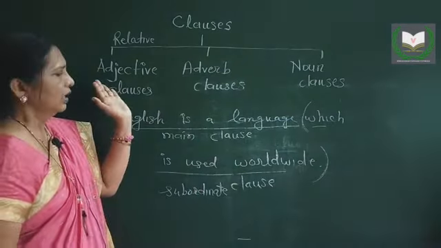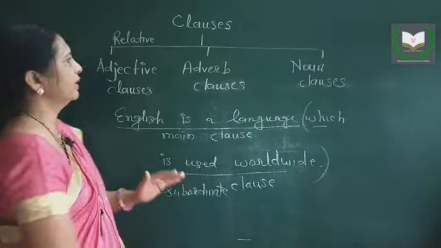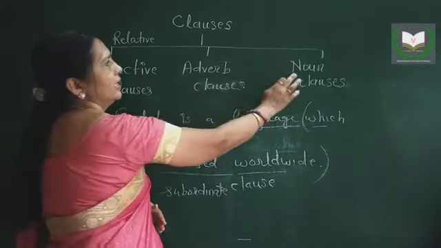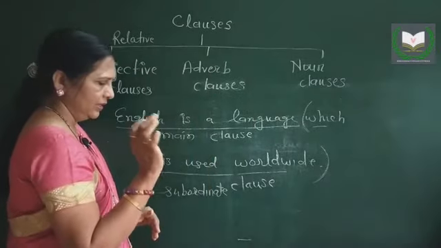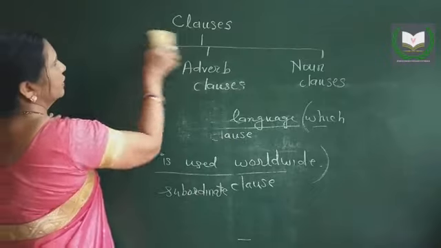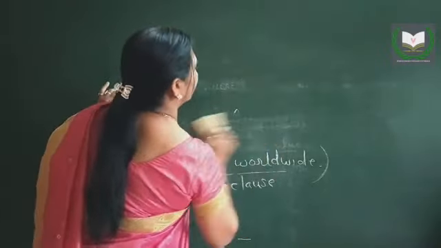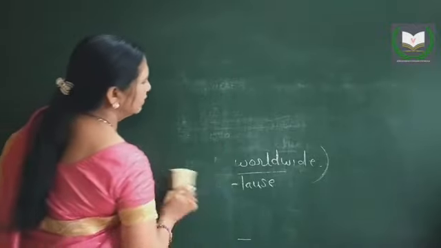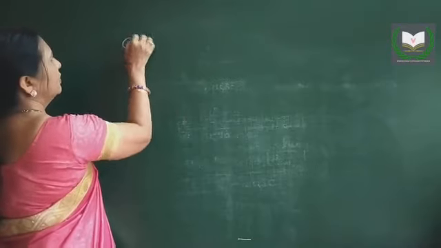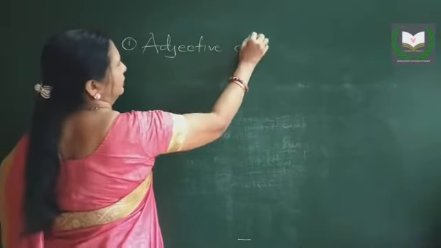So, here is an attempt to give you some information about adjective clauses, adverb clauses and noun clauses. So, let's study them in detail. We shall start with the simplest one, that is the adjective clause or the relative clause. So the first type, adjective clause.